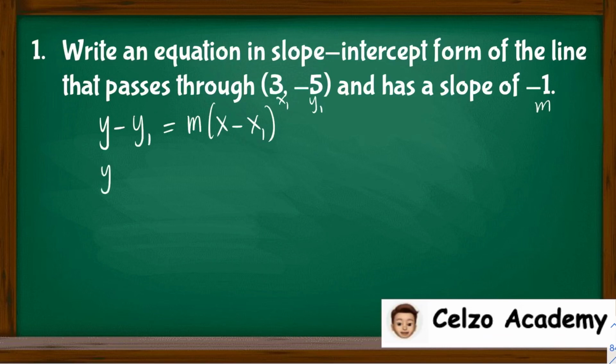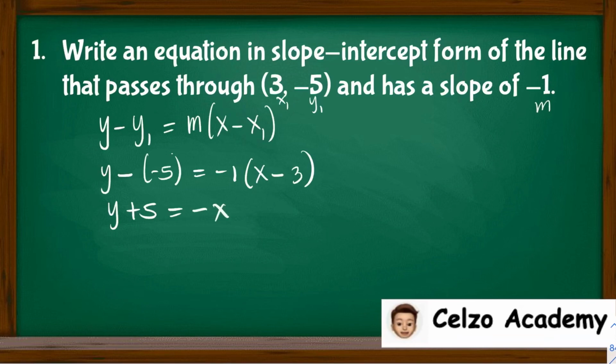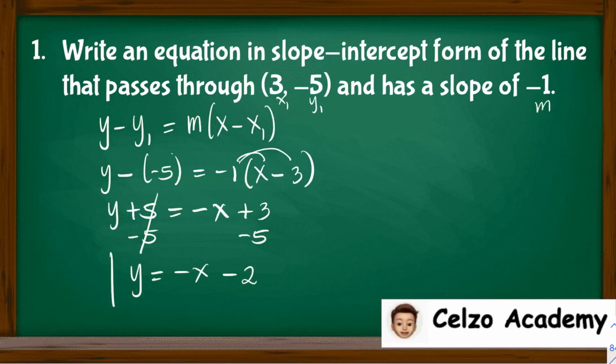We have y minus y1, which is -5, equal to m, -1, times x minus x1, which is 3. Minus -5 is the same thing as plus 5. So now we have y + 5 = -1(x - 3). Distribute the -1: we have -1x, and -1 times -3 is positive 3. Changing this into y = mx + b form, we subtract 5 from both sides of the equation. 3 minus 5 is -2, so the equation now is y = -x - 2. So this is the slope-intercept form.